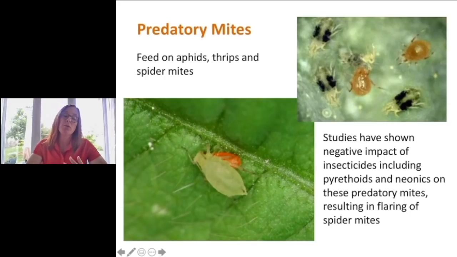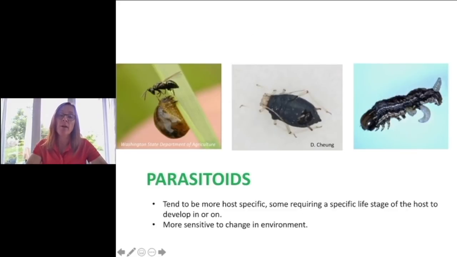Now I'm going to quickly go through some parasitoids that we know are pretty prevalent. The issue with parasitoids is that they are very host specific. They require, in some cases, not just the host, but a very specific life stage of the host. So sometimes they can get out of sync if there's been a change in weather patterns or environment that benefits the host and not the parasitoid. And of course, they're also quite often more sensitive to insecticides.